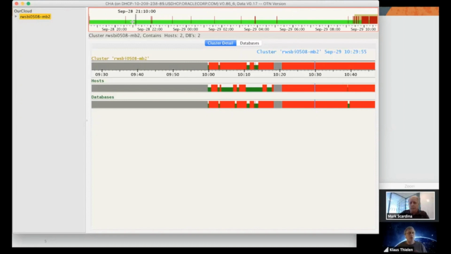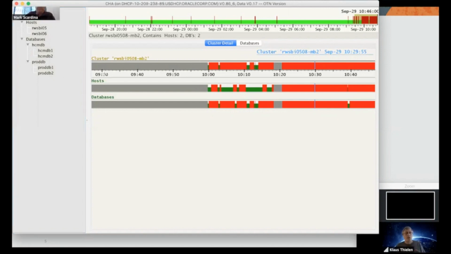When you go to the left, you see our cloud, and below you see a machine name. When you collapse that, you will see there are hosts. In our case, this is a 2-node cluster, so we see 2 nodes. You will see databases. We have 2 databases running on that cluster. And also what you see is the instances.